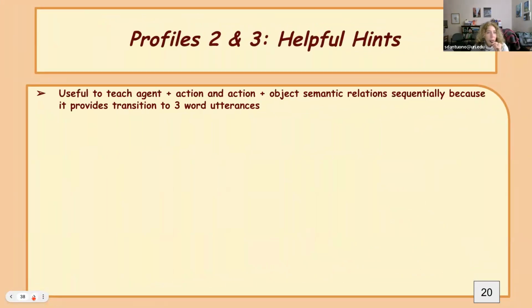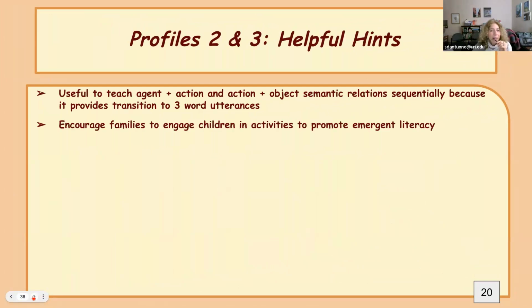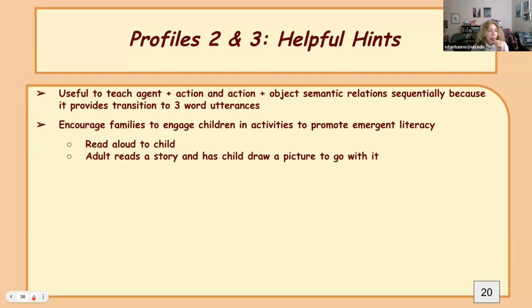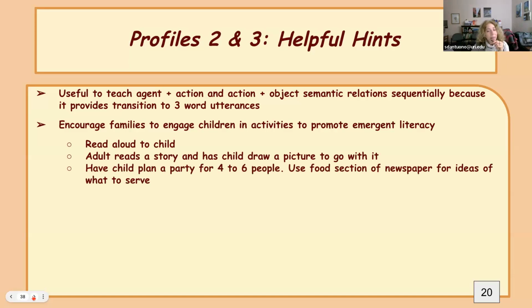So helpful hints, useful to teach agent plus action and action plus object semantic relations sequentially because it provides the transition to three-word. I want to encourage families to engage children in activities to promote emergent literacy. So giving the families information when they come in is also a really great idea. Like read aloud to the child and showing them how to read a story. And you can have the child draw some pictures to go with it and then have the child tell you about the story. Why did you draw those pictures? What did they show about the story? Right? Giving parents good questions to ask.